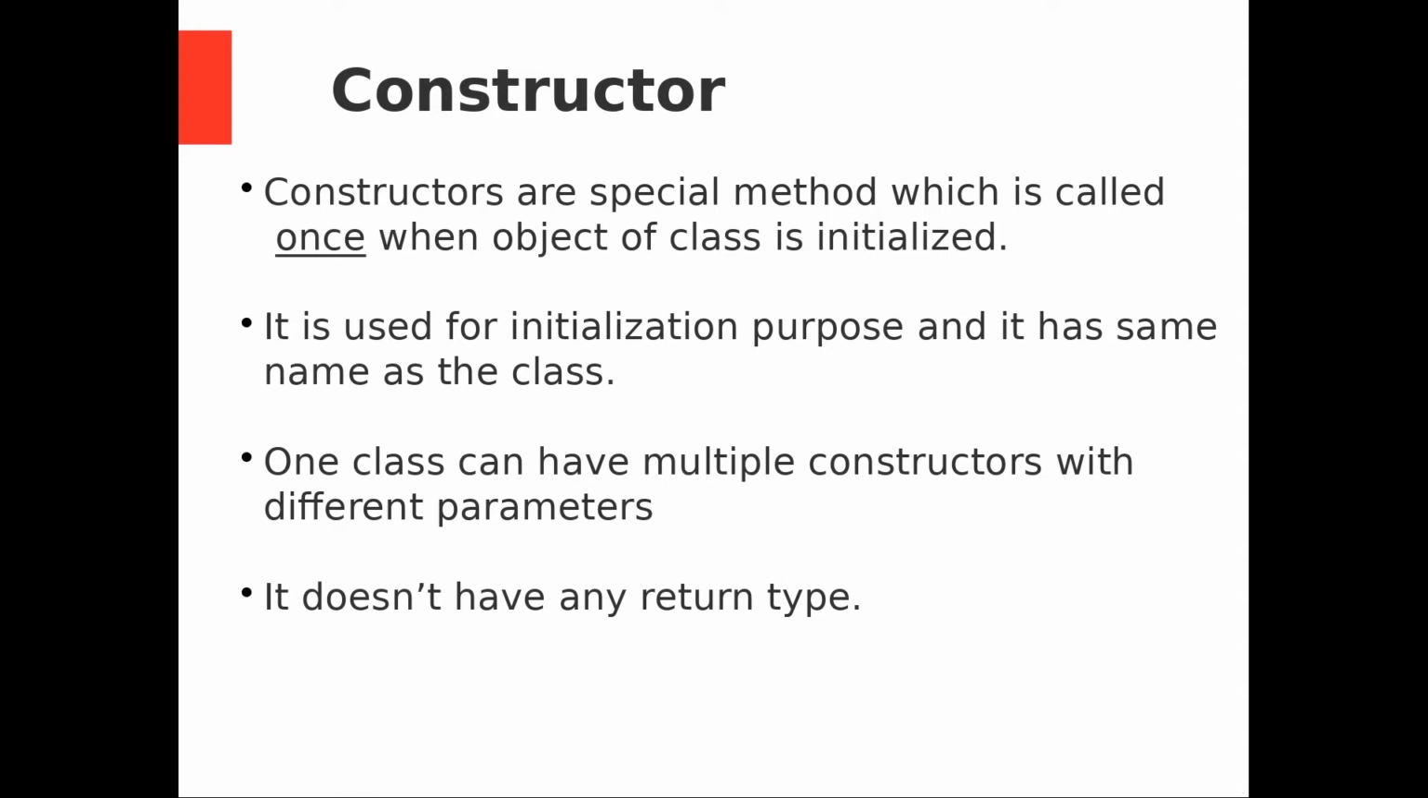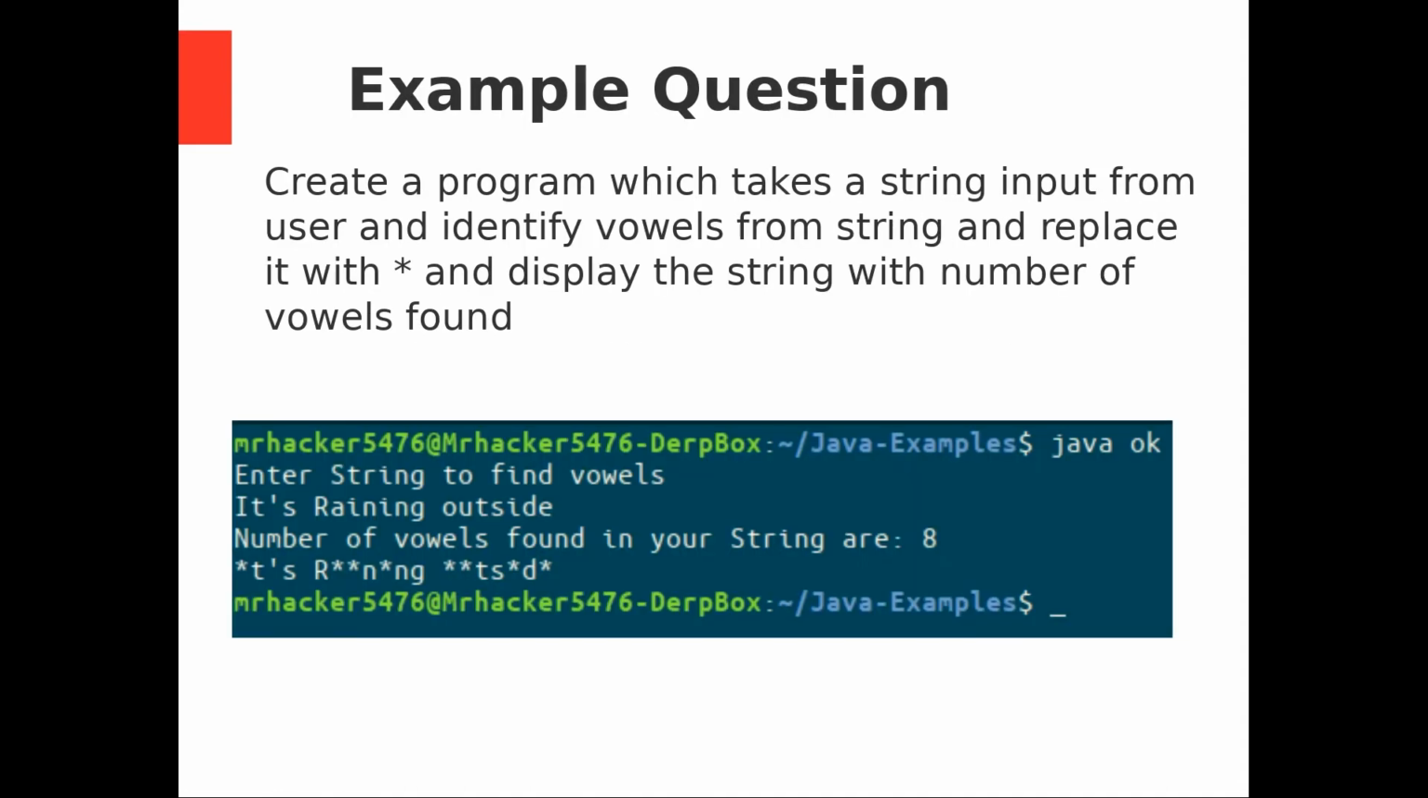And one class can have multiple constructors with different parameters, and a constructor never returns any value, and it goes by the same name as your class name. So if your class name is MyClass, then your constructor name will be MyClass also, without any access specifier. So moving on to our example question here.